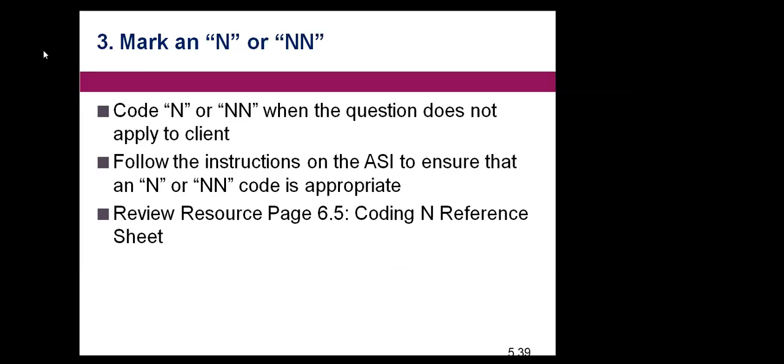And then an N or NN. Code N or NN when the question does not apply to the client. Follow the instructions on the ASI to ensure that an N or double N code is appropriate. As I said, if it's just a box provided, then you code N. But if there are 2 boxes but not applicable, then you write the double N there. Review resource page 6.5, the coding N reference sheet. If you go to resource page 6.5, it will tell you the things that you can code as not applicable.